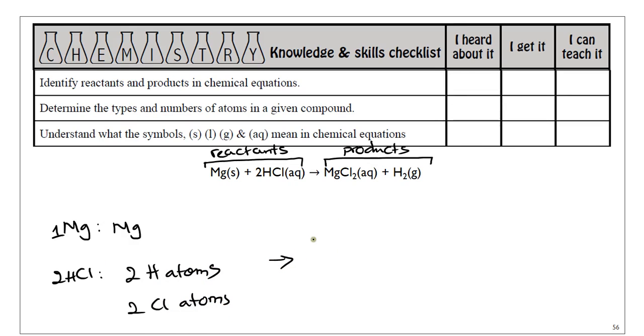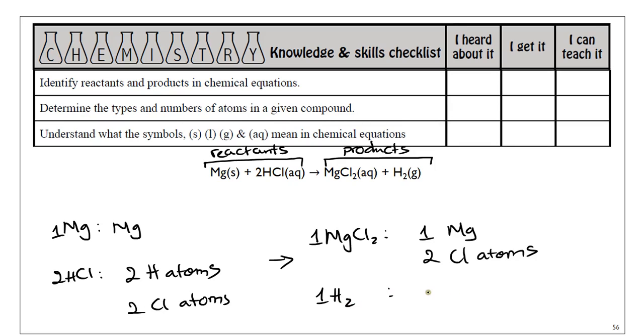Going to the product side, again, there is no coefficient here, so for MgCl2 you have one of it, so you have one Mg, and because there's a subscript here, you have 2 Cl atoms. And lastly, H2, so you have just one H2, which is the same as 2 H atoms. Because this equation is already balanced, each element will have the same number of atoms on the reactant side and the product side. I'm not trying to say that you have the same number of magnesium as you would hydrogen and chlorine.